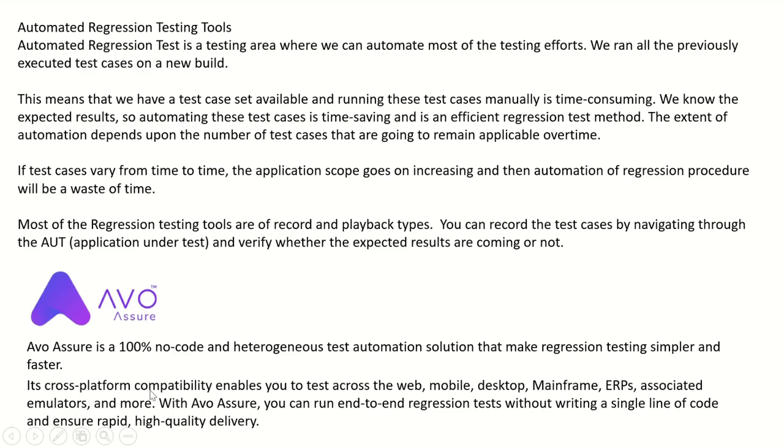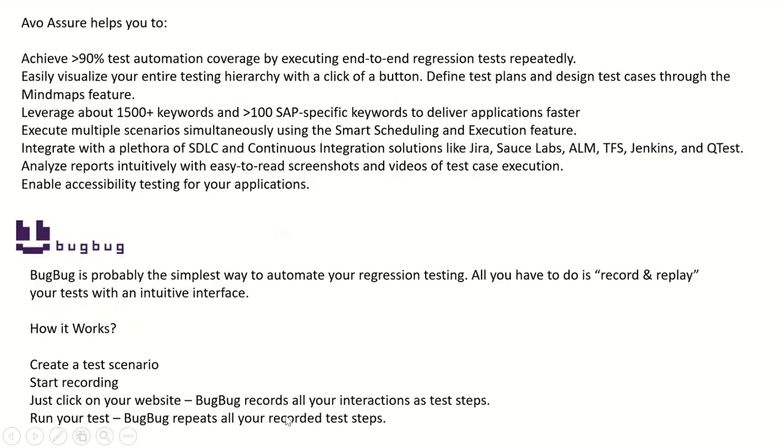In an interview, the interviewer may ask you, what are the different types of automated testing tools for regression testing? So you could answer like this. Its cross multi-platform compatibility enables you to test across web, mobile, desktop, mainframe, ERPs, associated emulators, and more. With it, you can run end-to-end regression tests without writing a single line of code and ensure rapid, high-quality delivery. It helps you achieve more than 90% test automation coverage by executing end-to-end regression tests repeatedly.